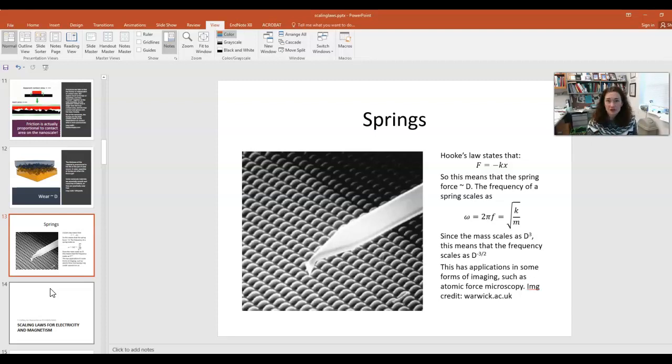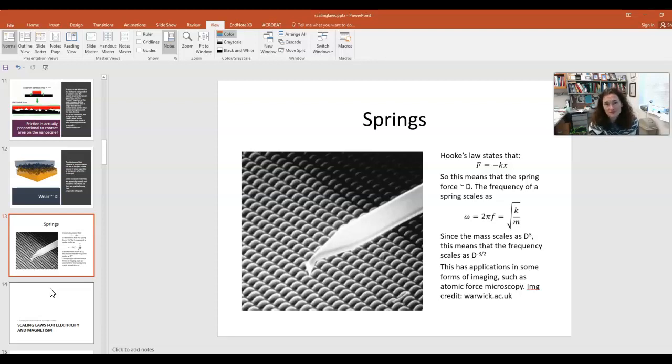Now, how about the frequency of oscillation of that spring? Let's say that we suspend some object from a spring and we let it oscillate back and forth. How would the frequency of that oscillation scale? The frequency of oscillation is going to be proportional to the square root of our spring constant, which we're treating as a constant, divided by the mass that we're attaching. So it's proportional to root k over m. We've already talked about how mass scales as the density times the volume, so the mass is going to scale as d cubed. That means the frequency of oscillation is going to scale as d to the minus 3 halves power.